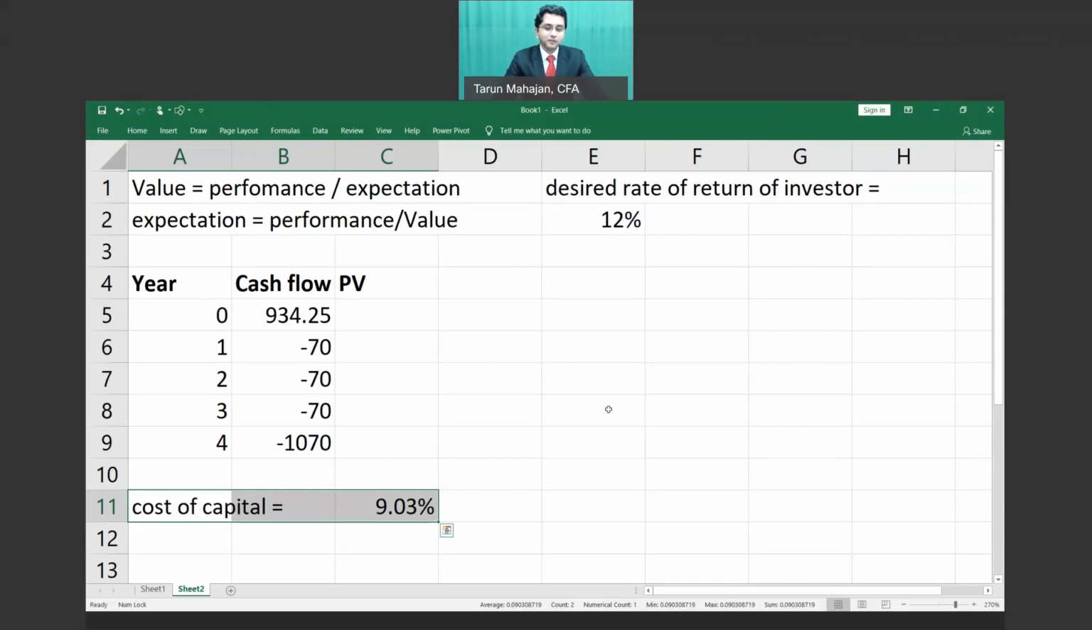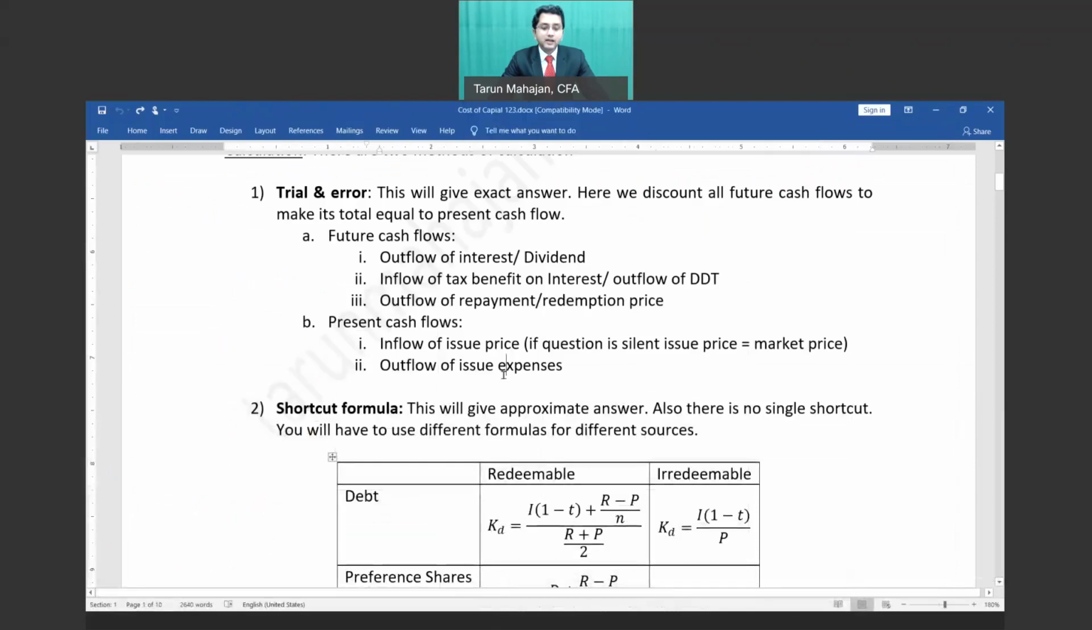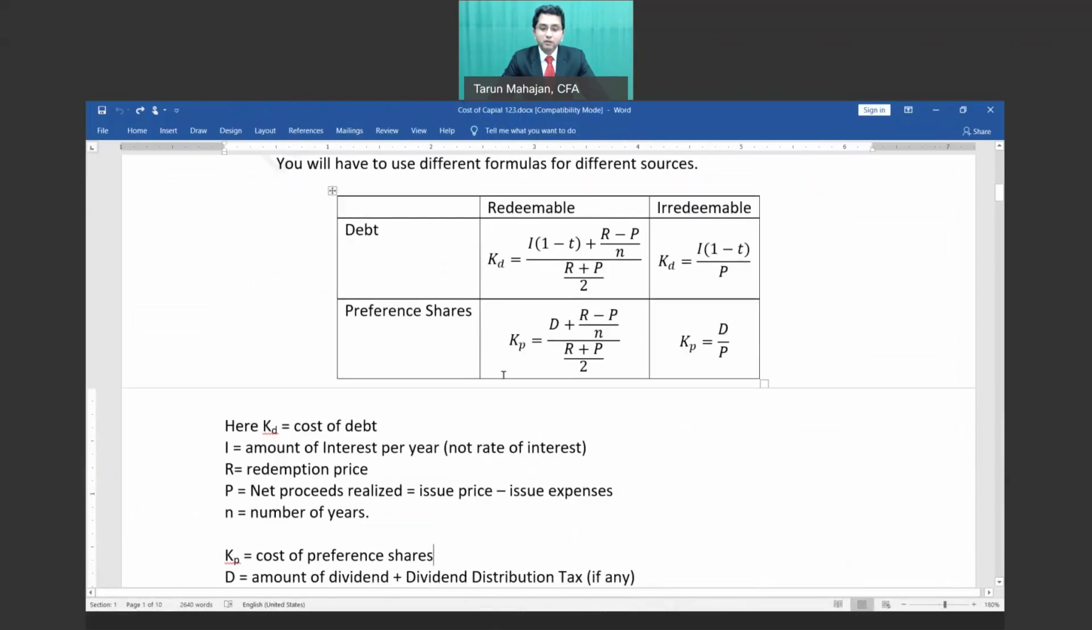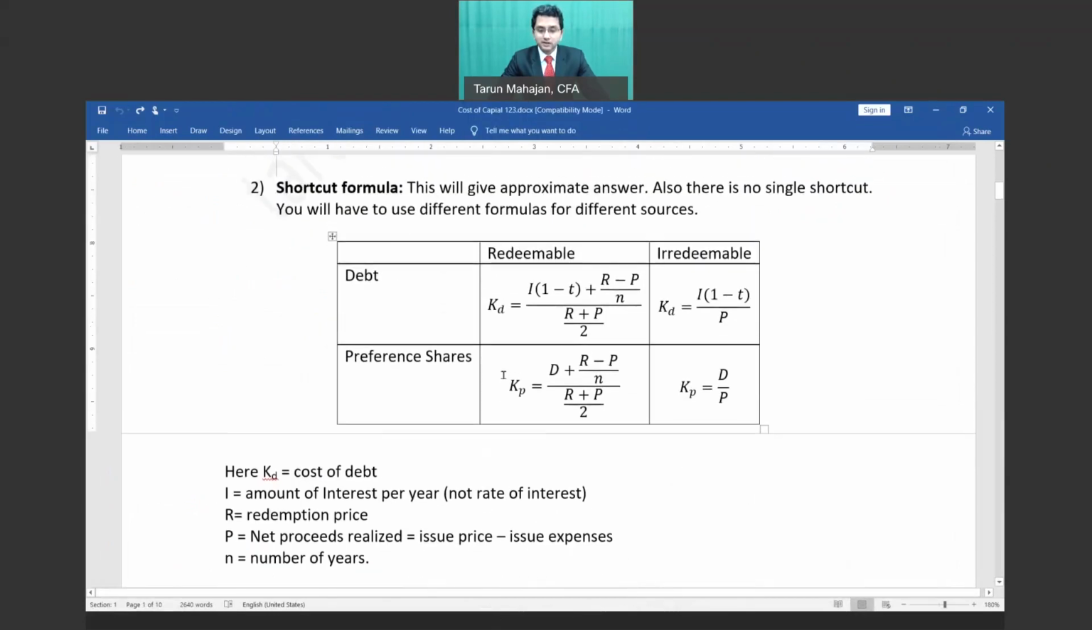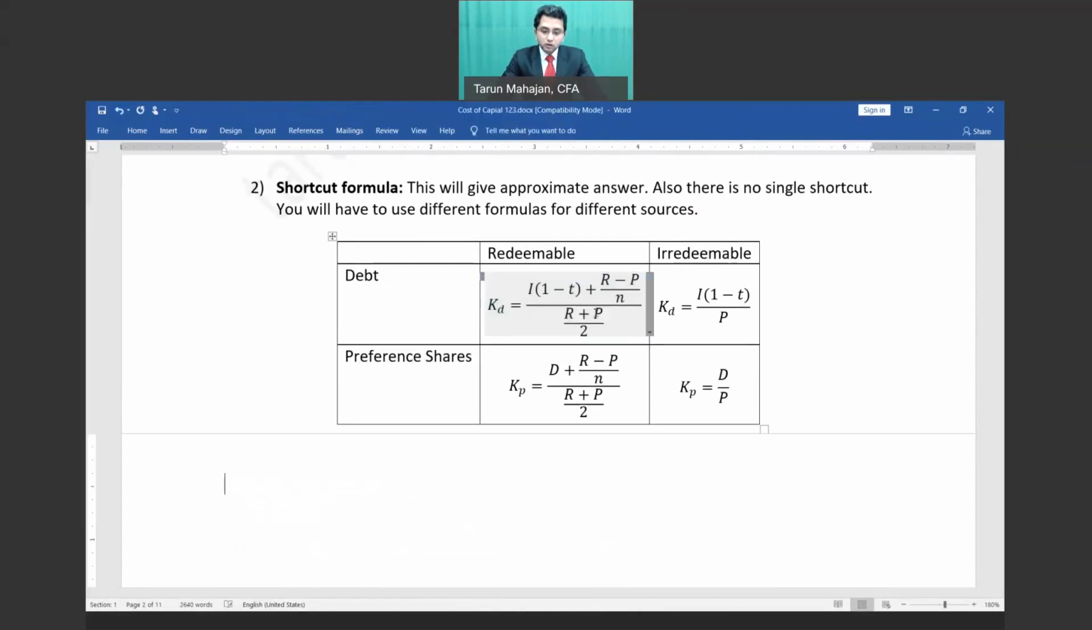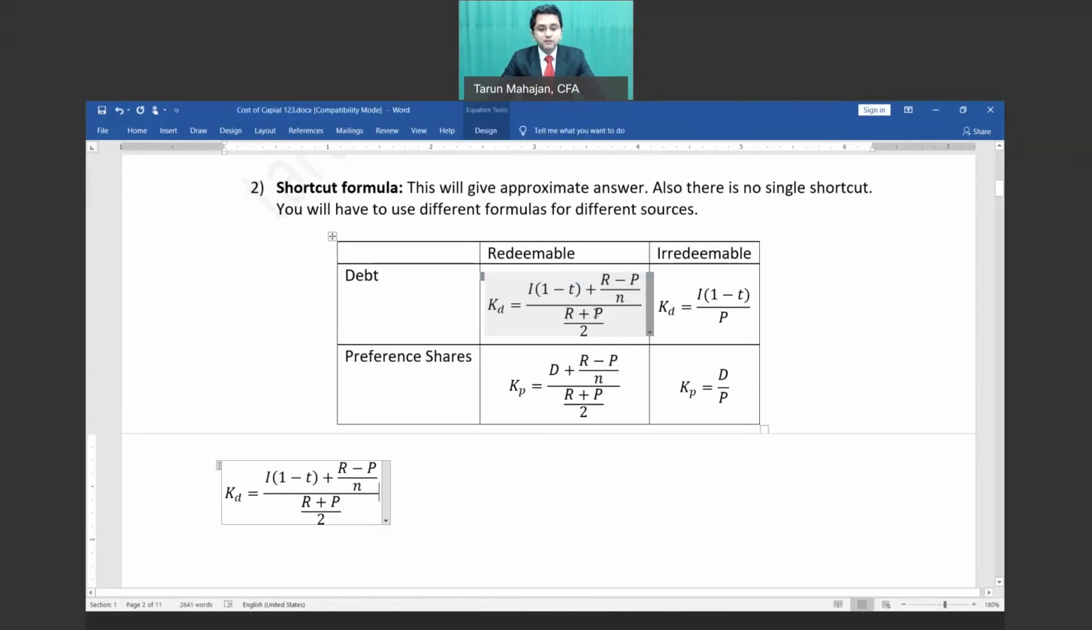Okay. But what if I don't want to do this trial and error exercise? In that case, there are ready-made formulas. There are shortcut formulas for debentures, for preference shares, for redeemable securities, as well as for irredeemable securities. Like the example we recently took was a redeemable debenture. So this is the shortcut formula where I won't have to do trial and error and interpolation.